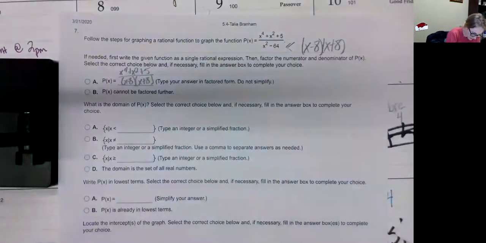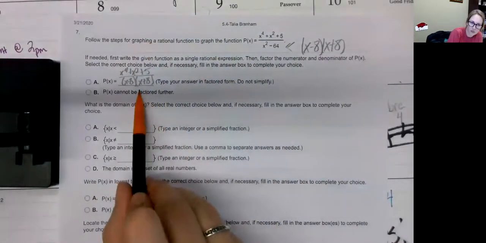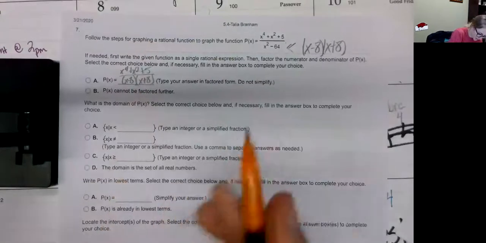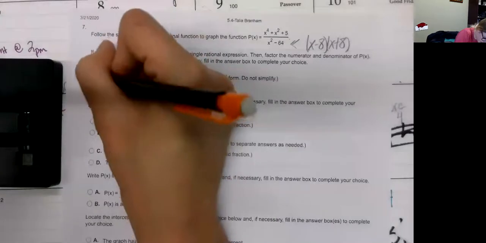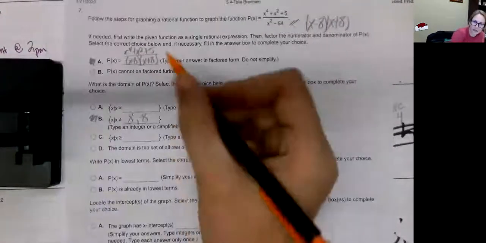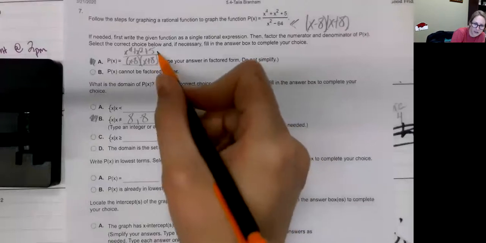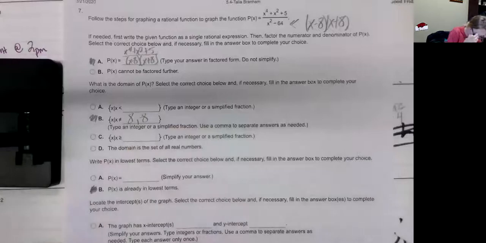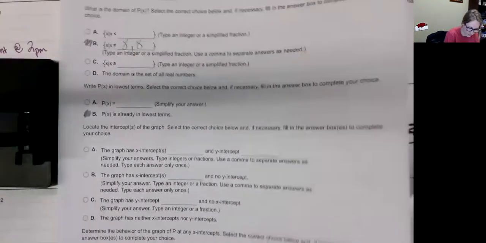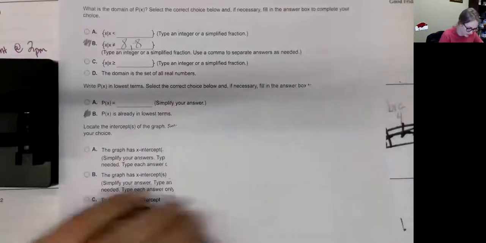Then looking at the zeros of this for our domain, it would be 8 and -8, so it cannot equal 8 or -8. Nothing canceled out among these because this didn't factor, so it is in its lowest terms. Then we're looking for our intercepts, so go ahead and do this on this one.